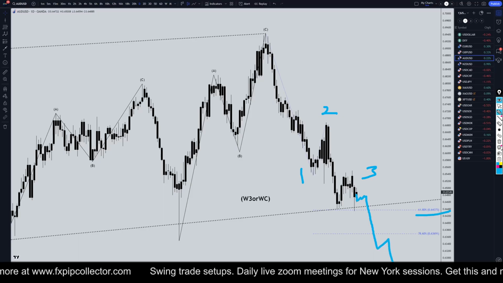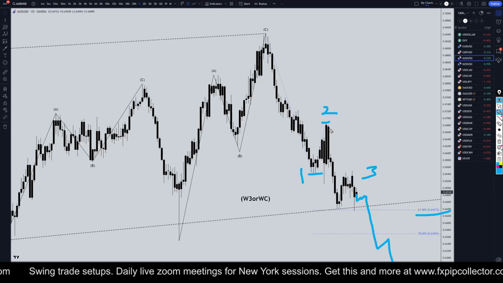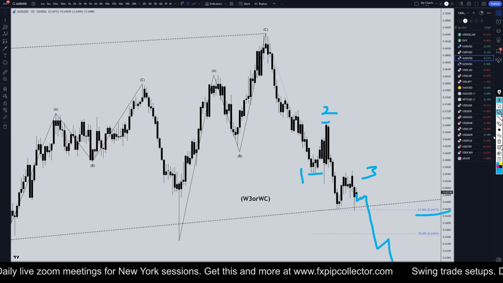because we're only at the 61% Fibonacci extension of the wave 1 projected out from the top of the wave 2. Most wave 3s go way beyond that. Most of them go to around 161%.